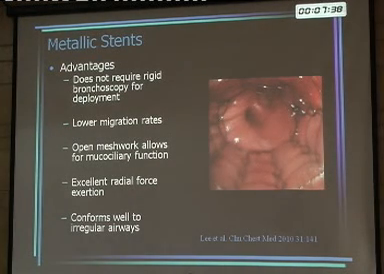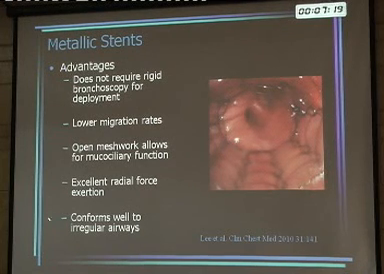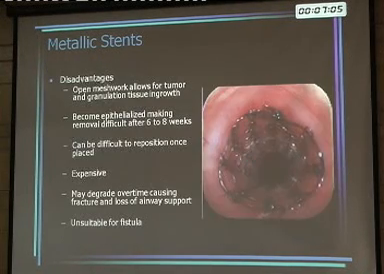So the advantages of metallic stents are they don't require rigid bronchoscopy. They definitely have a lower migration rate than other stents. They have this open meshwork design, which allows mucociliary drainage, so there's less impaction of mucus and mucoid plugs in the stents. And they have really nice radial force, so they conform very well to tight, irregular stenoses. So they're the stent of choice when it's a very tight, irregular stenosis.